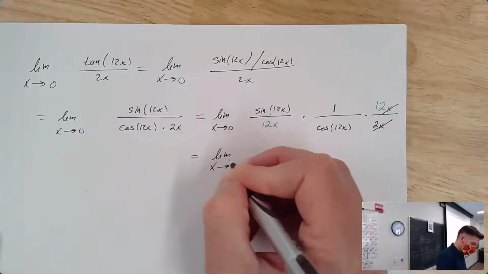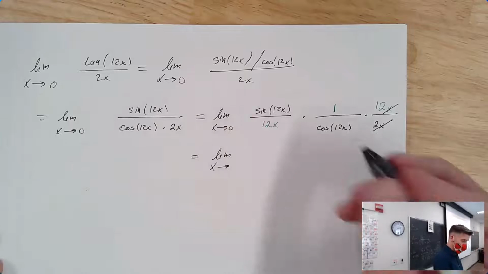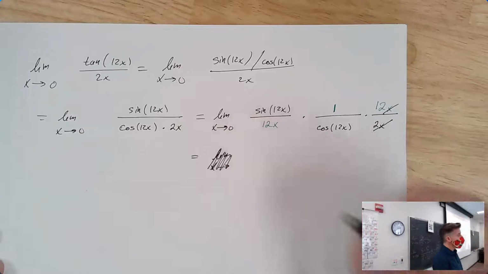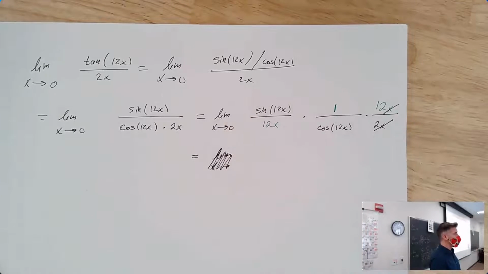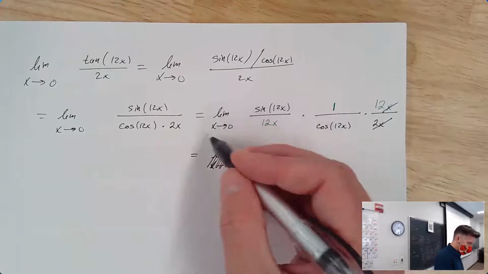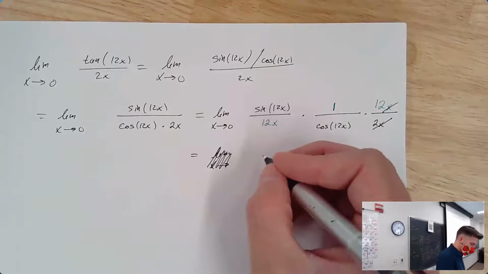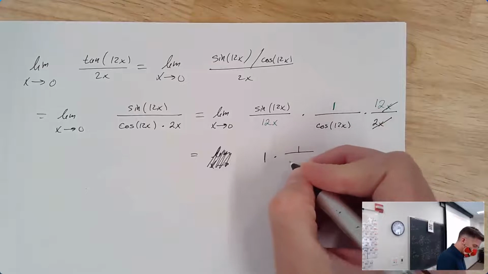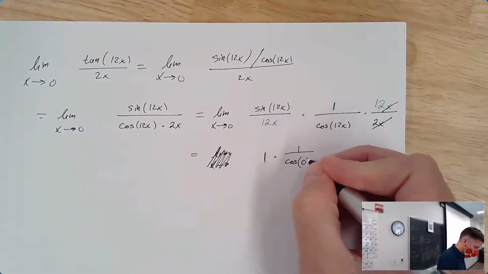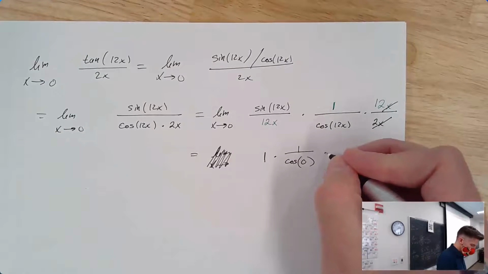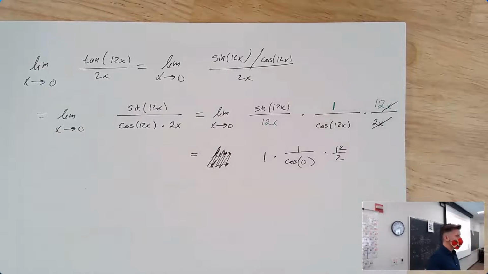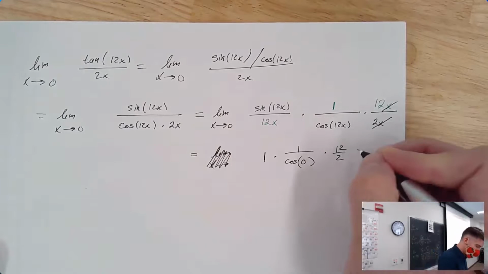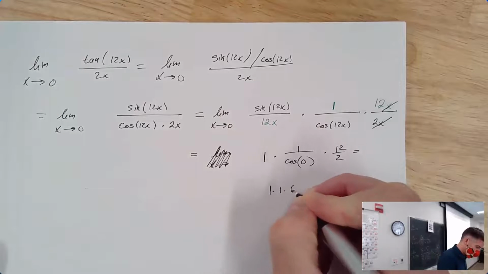So, I don't need to write the limit anymore because I'm going to take the limit. If you're getting an actual number as your answer, you shouldn't be writing the limit as x goes to anything anymore. So as x goes to 0, sine of 12x over 12x approaches 1. And we're going to get 1 over cosine of 0. And we're going to get 12 over 2. The cosine of 0 is 1. So it's okay that it's in the denominator there. So I'm really just getting 1 times 1 times 6, which is 6.